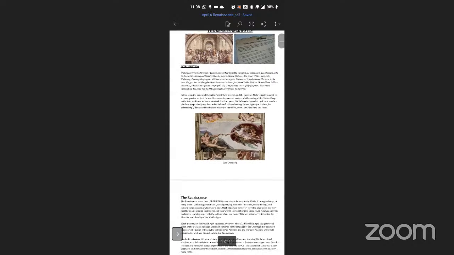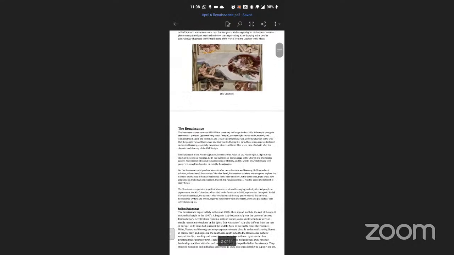This is all about Renaissance. Renaissance was a time of rebirth in creativity in Europe in the 1300s. It brought change in many areas like political, government change, social, people change, economic, business, trade, money, and cultural change. So Renaissance is a period of rebirth of so many things, not just art, culture. It's also a period of social, political, economic, as well as cultural change.